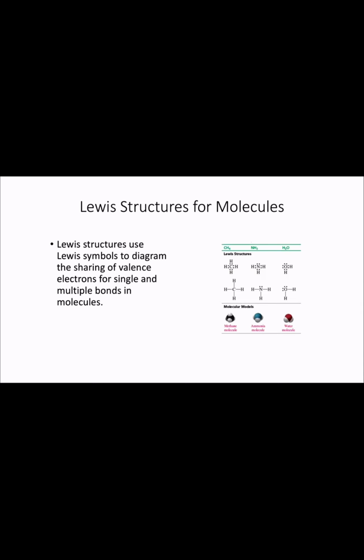All right. Now we're going to move into Lewis structures for molecules. We talked about Lewis structures already; they use symbols and a diagram of the sharing of the valence electrons for single or multiple bonds. This is when it gets a little bit interesting. Here we have what we call methane. You see the structure of methane, and we'll talk about how that came into formation.